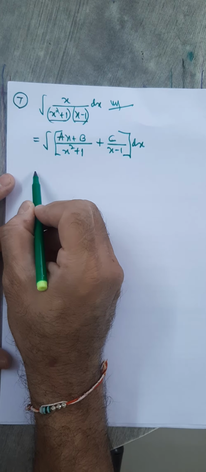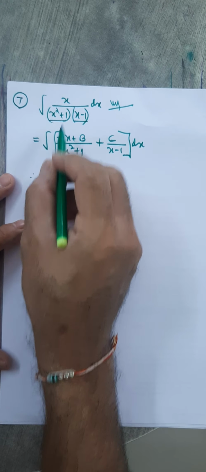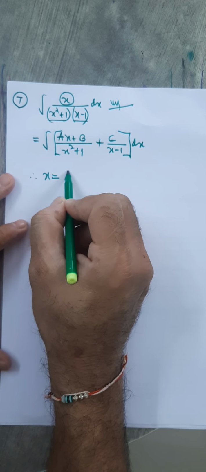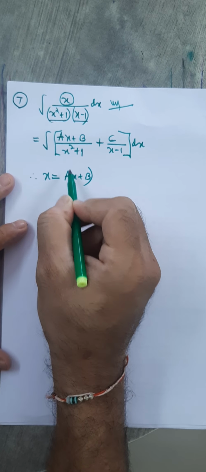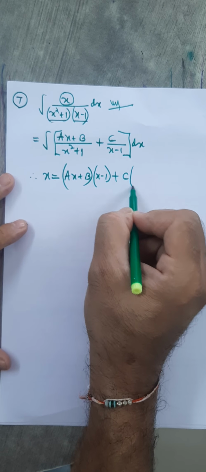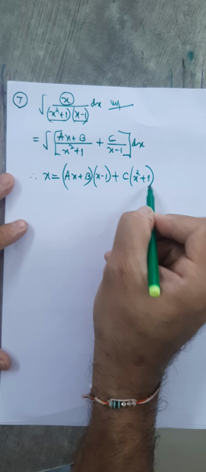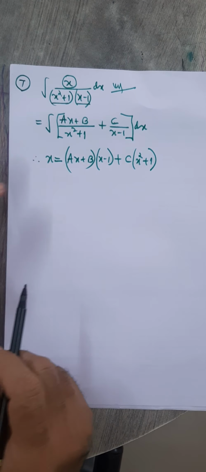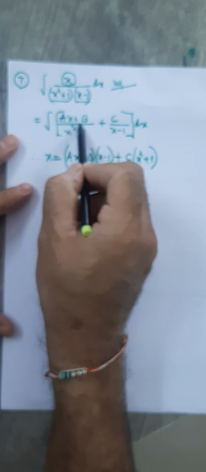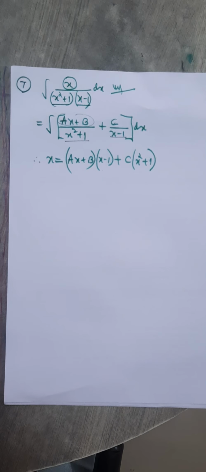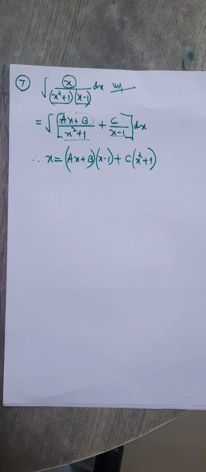How do we do this? Same procedure, compare the numerators. So what is the numerator there? x. What is the numerator here? (Ax plus b) into (x minus 1), cross multiplication, plus c into (x square plus 1). What I did, I have just compared the numerators. Now we take the values of x to find a, b and c. There are 3 unknowns, remember here.